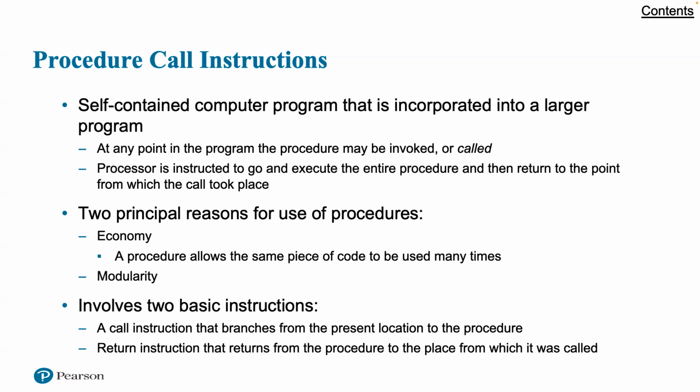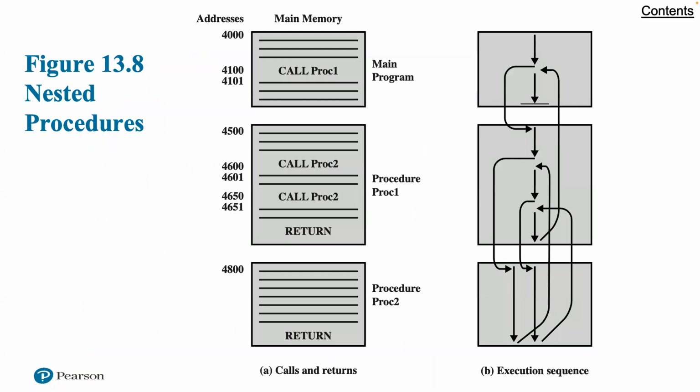The procedure mechanism involves two basic instructions: a call instruction that branches from the present location to the procedure, and a return instruction that returns from the procedure to the place from which it was called. Both of these are forms of branching instructions. Here in figure 13.8, 13.8a illustrates the use of procedures to construct a program.